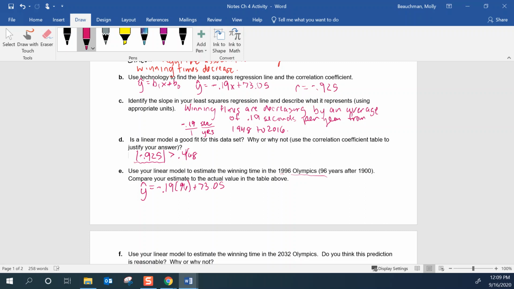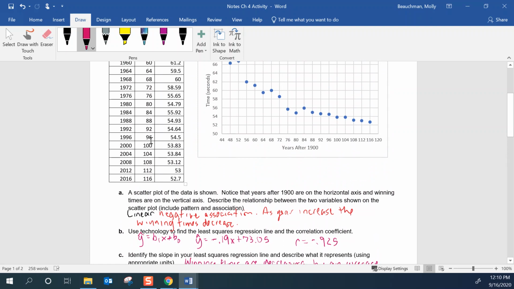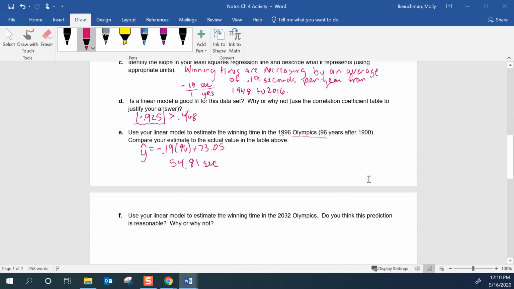If we would round it to a few more decimal places than 2, we'd get probably a more accurate answer, but it's okay for our purposes now. So negative 0.19 times 96 plus 73.05 is equal to 54.81 seconds. So our line predicts 54.81 seconds. What was the actual time from the table? So in 1996, the actual time was 54.5 seconds.